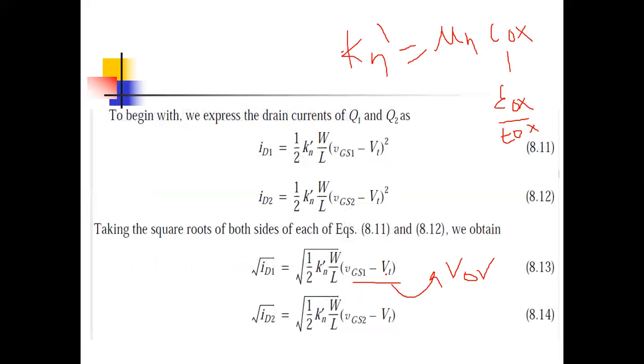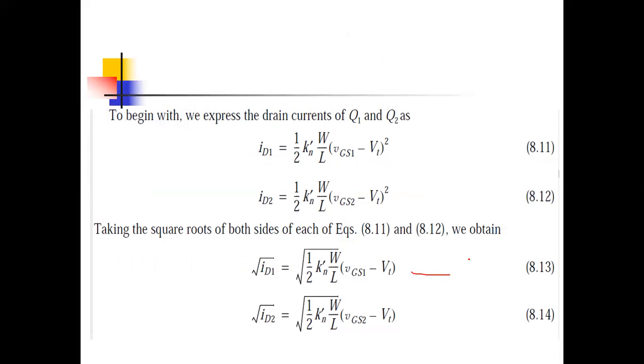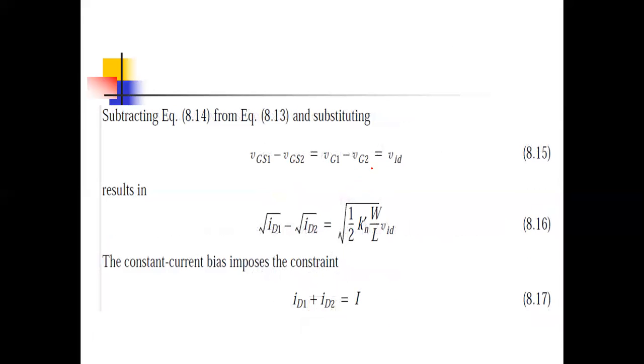Now subtract equation 8.13 and 8.14, means this equation from this equation. If you subtract both equations, this term under root half Kn dash W by L will be common. So inside the bracket VGS1 minus VGS2, so VGS1 minus VGS2 is VID. After subtracting these two equations, we'll get the equation: under root ID1 minus under root ID2 equals under root of half Kn dash W by L times VID.